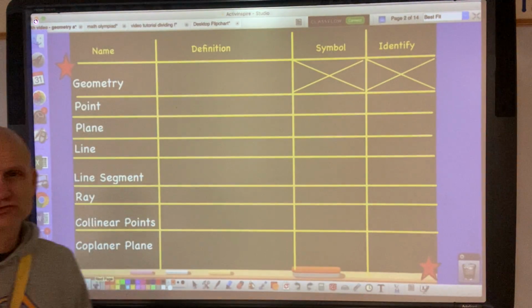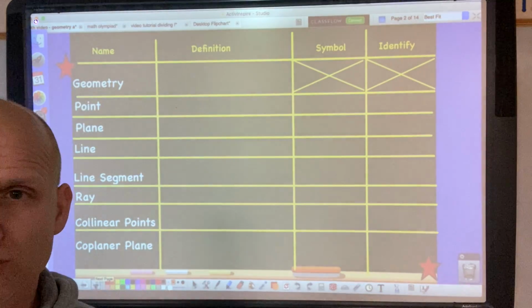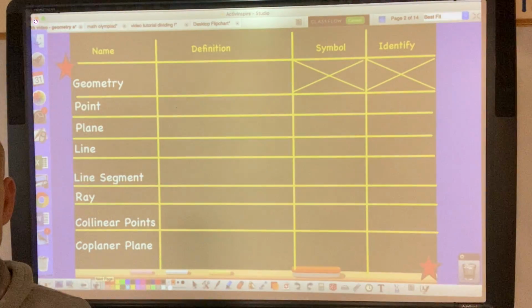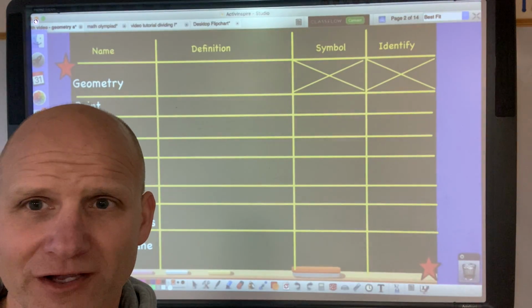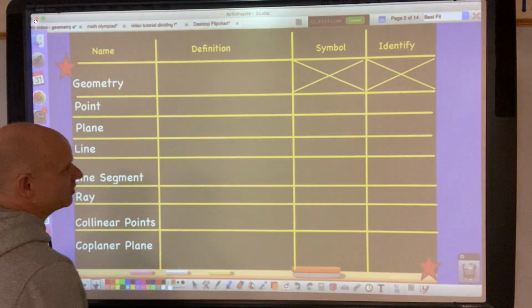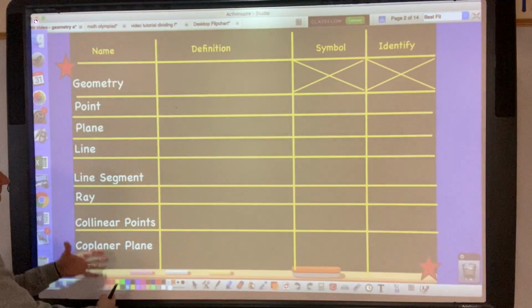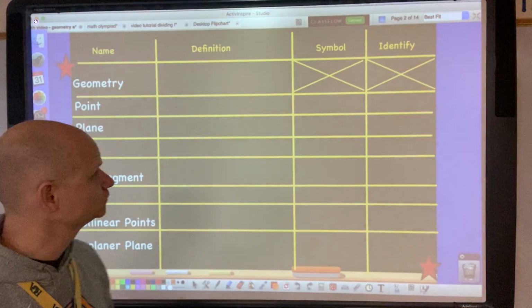So I want you to draw this chart and write down these terms. Then you're going to be filling in the blanks during the video tutorial. I know it's a lot of work. I'm sorry. So go ahead, stop, press pause, or come back to this, but draw this chart and write down these terms, okay? And I'm going to move on.